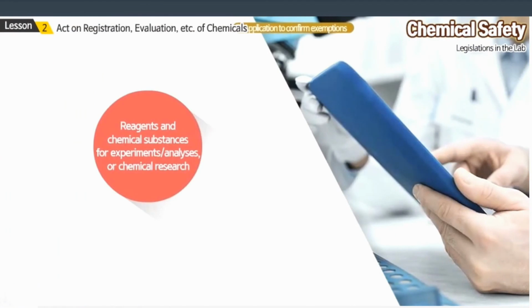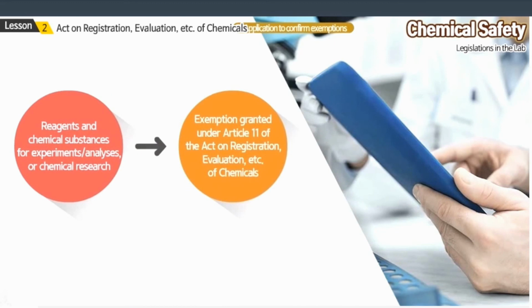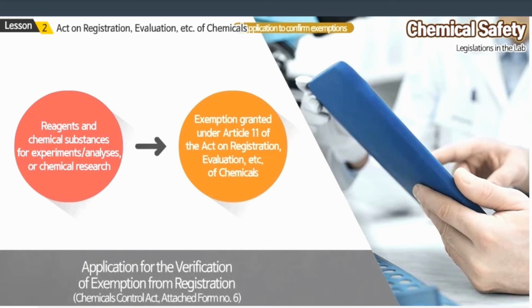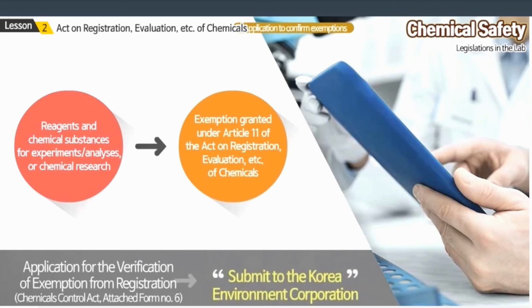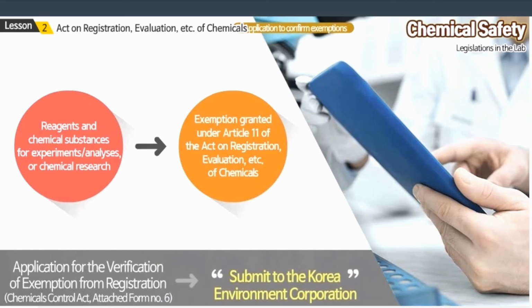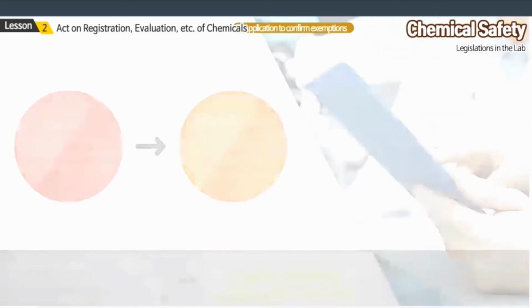Exemptions can be made pursuant to Article 11 of the Act on Registration, Evaluation, etc. of Chemicals for chemical substances, such as reagents used in scientific experiments, analyses, or chemical research. Here, the laboratory must fill out the application for the verification of exemption from registration, Chemicals Control Act, attached Form Number 6, and attach all relevant materials, then submit the application to the Korea Environment Corporation.